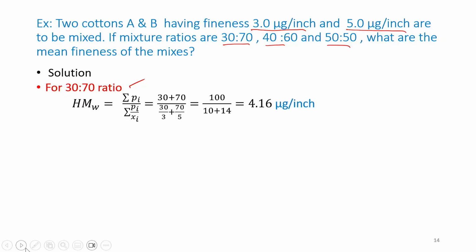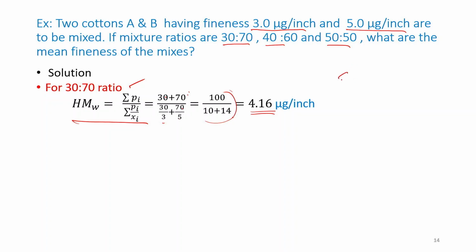So we can use this formula and replace P1 and P2 by 30 and 70. Or if I want by proportion, we write 0.3 and 0.7. If I express by percentage, then P1 becomes 30 and P2 becomes 70. So 30 plus 70 divided by 30 by 3 plus 70 by 5. So this becomes 100 by 10 plus 14, and you get an average value 4.16. It is not the simple average.